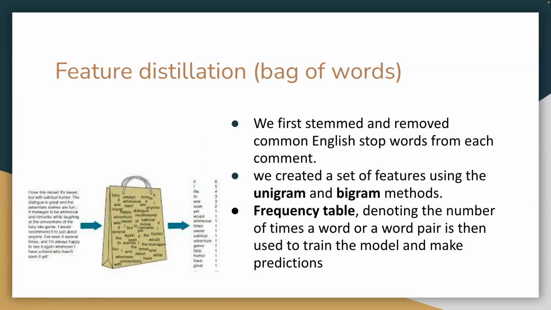So in our study, we first stemmed and removed common English stop words from each comment. We create a set of features using the unigram and bigram methods. As the name suggests, the unigram method essentially treats each unique word as a vector and uses these vectors to create a frequency table. And the bigram model treats any two adjacent words as a word pair, which constitutes a vector in this case. So the frequency table denoting the number of times a word or a word pair is used in the comment is then used to train the model and make predictions.